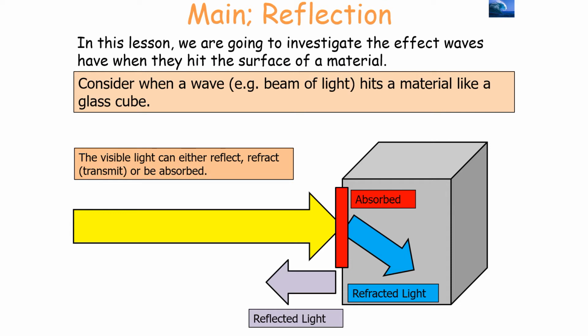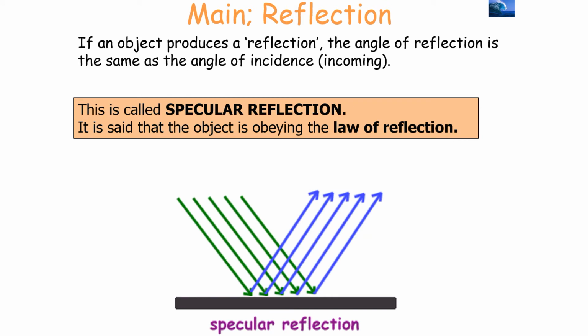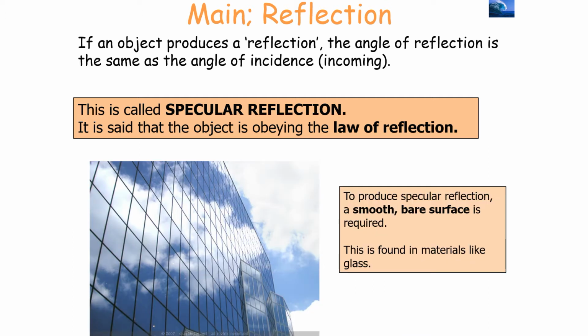Now, to refract is an example of transmission. Today's lesson we're only going to look at one particular effect, and that is the reflection of light. If an object produces a reflection, the angle of reflection is the same as the angle of incidence, and we call this specular reflection, and it's said that the object is obeying the laws of reflection. To produce specular reflection, a smooth bare surface is required, and this is found in materials like glass.